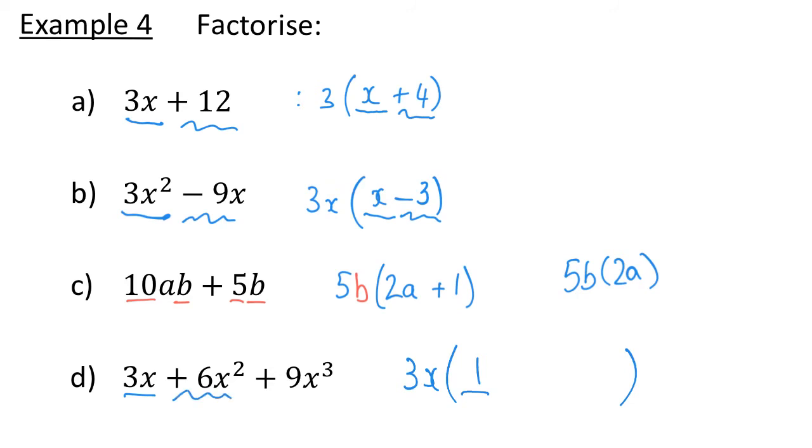Then the second term, we need 3x multiplied by something gives us 6x squared, so 3 times 2 gives us 6. But then we need an x squared, so we need an x in there. And then finally, we've got this 9x cubed. We need 3, so 3 times 3 is 9. And then x multiplied by x squared is x cubed. And that's it, fully factorised.